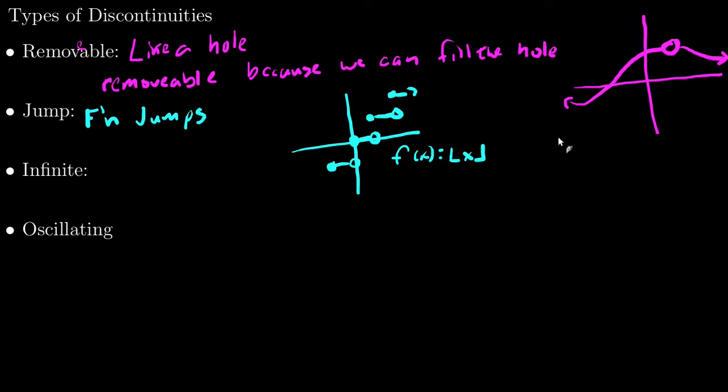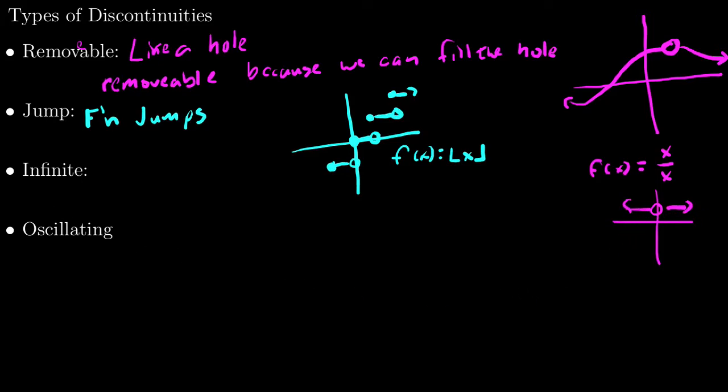So, well, I'll give another example. An example of a removable discontinuity while we're at it is something as simple as x over x. That's going to be the horizontal line at 1, except for x is 0 and it's undefined.